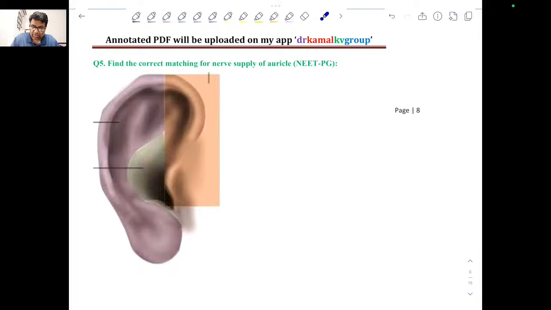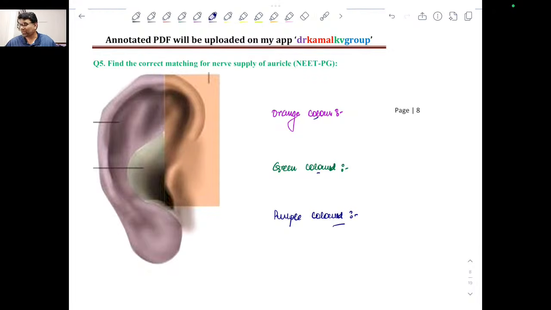Now let us see what nerves are there. Now anyone can, so let me see if someone is willing to answer this. So orange colored, then the next is green colored, and the last one is purple colored. Yes, can anyone would like to answer this?